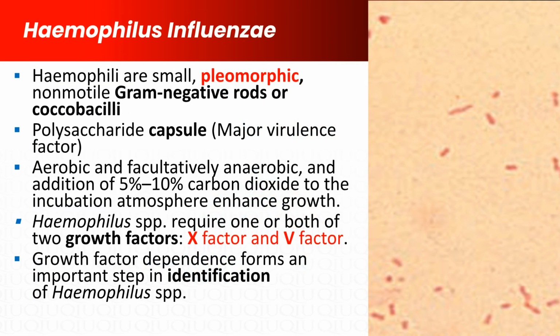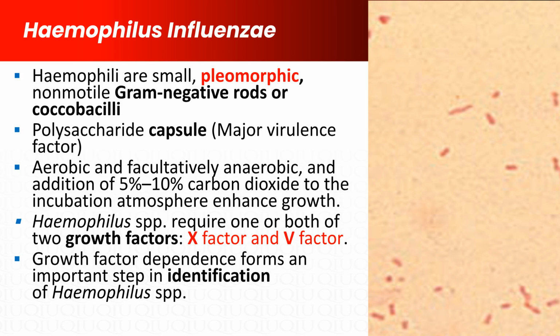Haemophilus influenzae is an important cause of pneumonia, particularly in patients with chronic lung disease. Let's understand its microbiological characteristics. Haemophili are small, pleomorphic, non-motile gram-negative rods or coccobacilli. Pleomorphic means they vary in shape. The polysaccharide capsule is the major virulence factor. 6 capsular types exist, designated A through F, with type B historically most pathogenic.